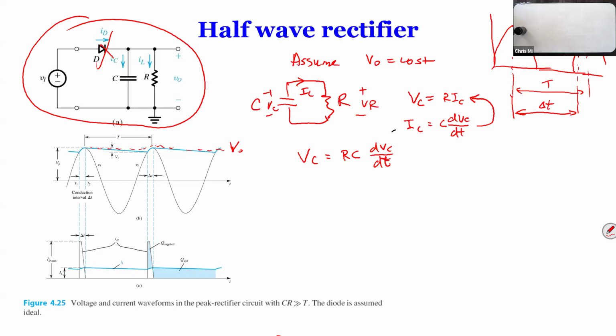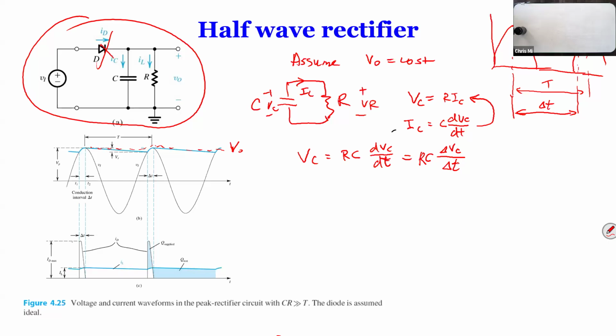But here we don't want to go through the process. We just want to give you an easy way to get this out. What we're doing is we assume this VC is linearly changing. So what we're going to get is delta VC over delta T. So assume that this change in the process is kind of linear.